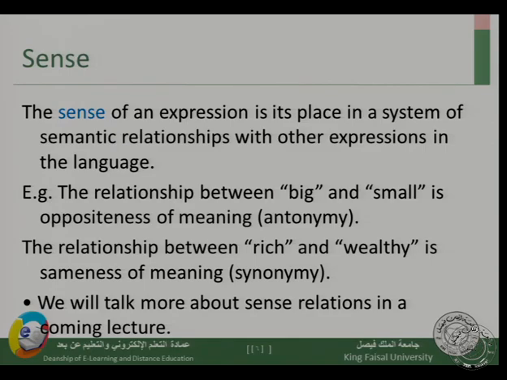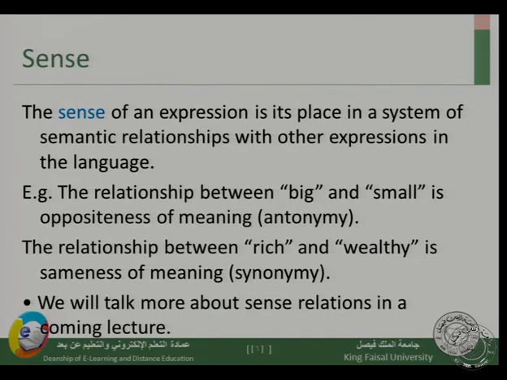So we have an expression and we look at the relationship between this expression and other expressions in the language. To give an example, to make this simpler, the relationship between big and small is what we call oppositeness of meaning, or antinomy. So taking an expression like big and looking at its place in the system of meaning relationships with other expressions, this is what we mean by sense and sense relations, which we're going to talk more about in another lecture. So the relationship between big and small is called antinomy. We're going to talk more about this in a coming lecture.